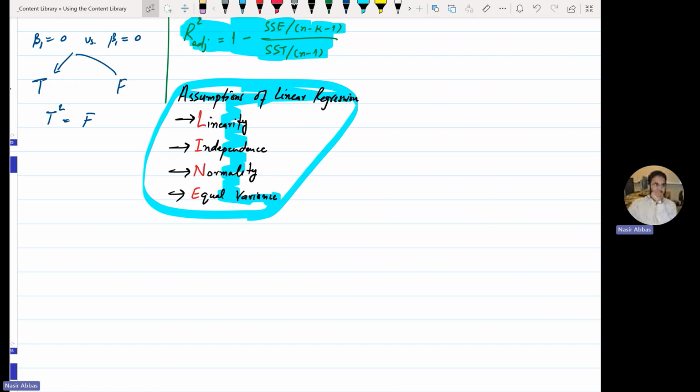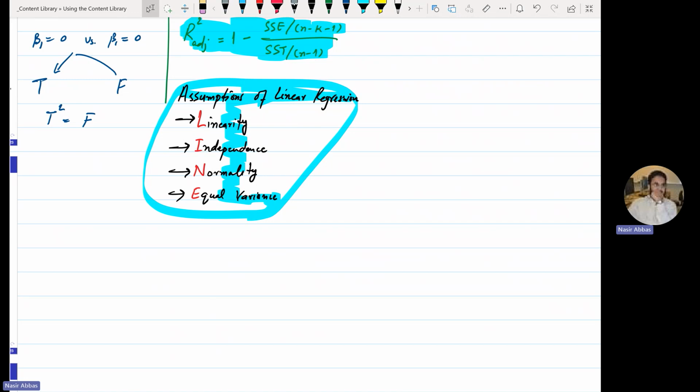Remember what LINE stands for. L is the linearity of relationship between x's and y. I is the independence: the data from one student is independent of data from another student, and each row of data is independent. Number 3 is normality: the distribution of error is normal. Number 4 is equal variance: the errors have an equal variance.